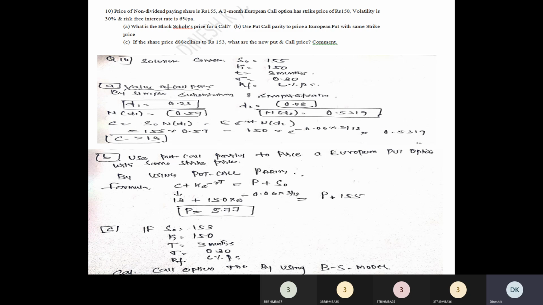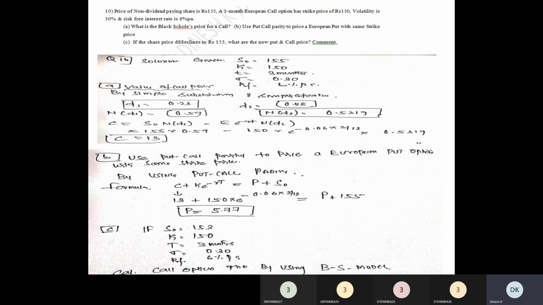So two assets are involved in your right hand side portfolio, that is the put option plus S naught. The put option is a derivative, and S naught is a spot investment, whereas on your left hand side you have only the call option. What put call parity says is that the value of your left hand side portfolio and the right hand side portfolio should be equal. If the value of both portfolios is equal, then there is no arbitrage opportunity. If the values are different, then there is an arbitrage opportunity.